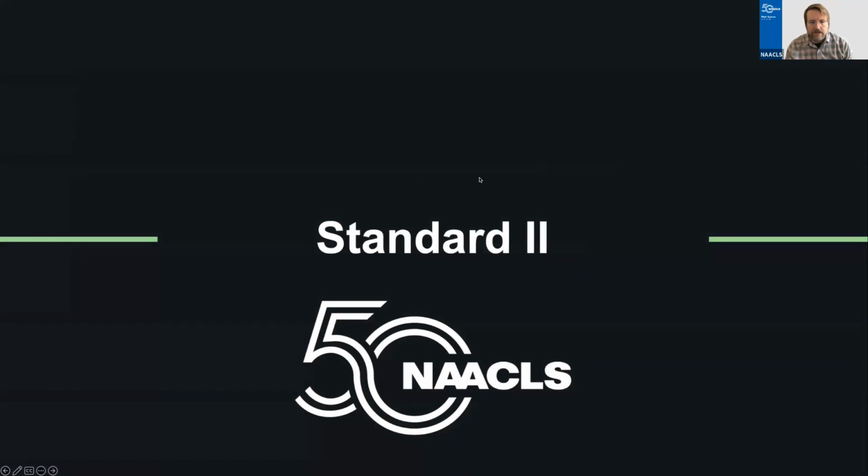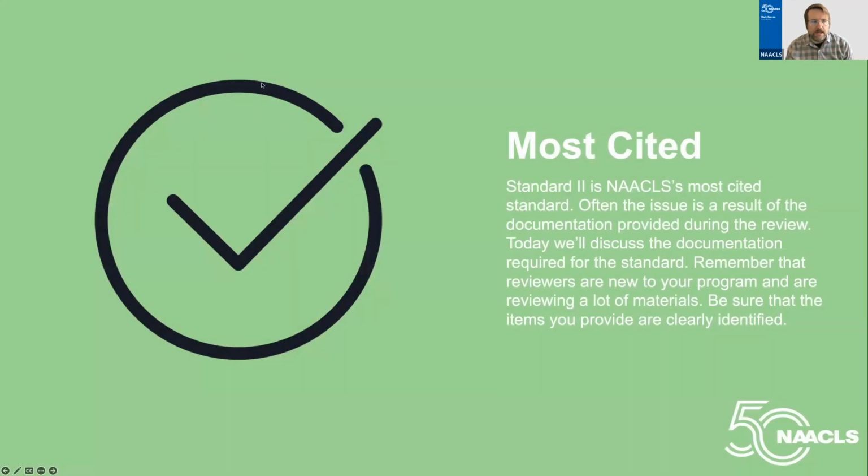So let's talk about Standard 2. NAACLS tracks our most cited standards, and Standard 2 is often the most cited standard, and the documentation required and submitted for the standard is very likely the issue behind those citations. So today we're going to go through each substandard for Standard 2 and discuss where we see bumps in the road for what items are supplied on documentation, and maybe some tips about how to avoid those mistakes.